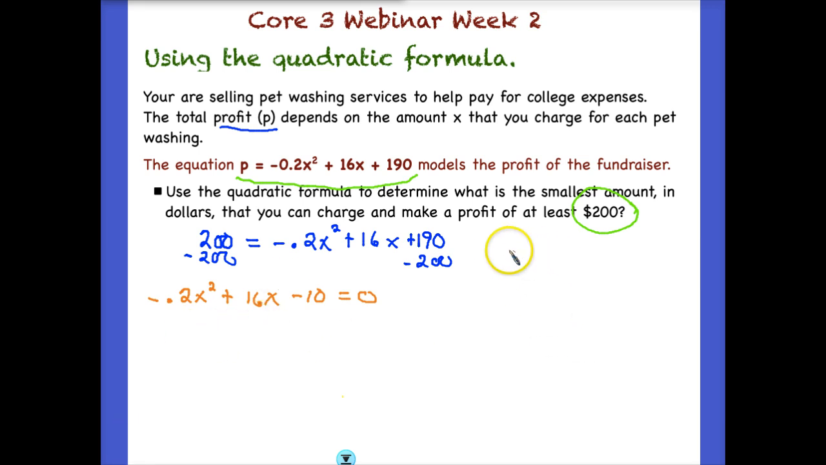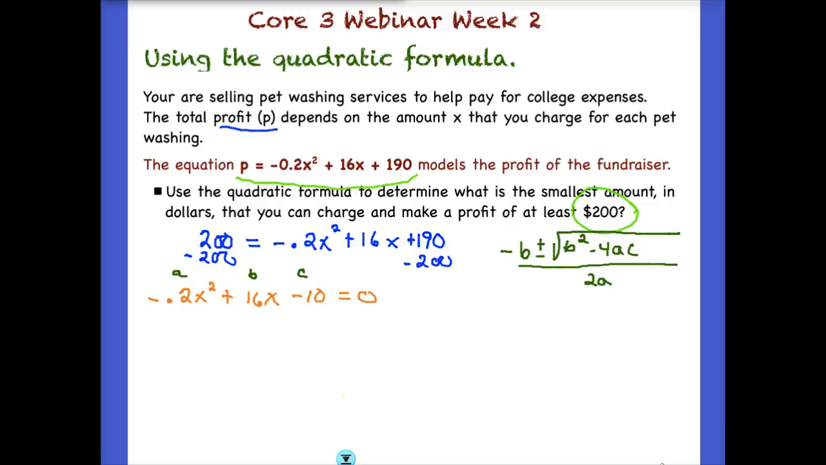So our quadratic formula is negative b, there's a song about it, plus or minus, I think it goes to Pop Goes the Weasel or something, the square root of b squared minus 4 times a times c, all over 2a. And I can't really sing it for you guys, I'm not a singer. But anyway, if we identify the a, b, and c in here, we know that the negative 0.2 is going to be our a. The 16 is going to be our b, and the negative 10 is going to be our c.